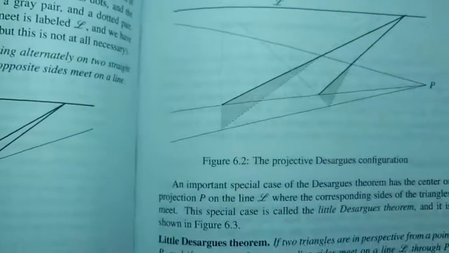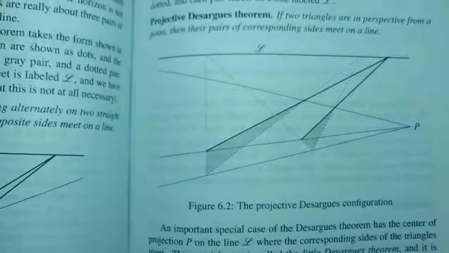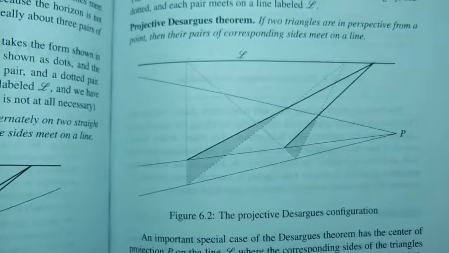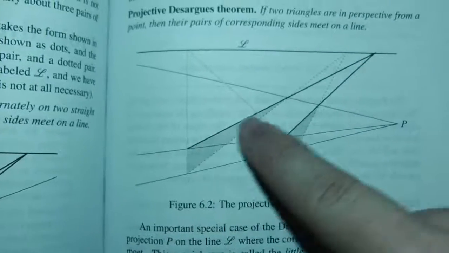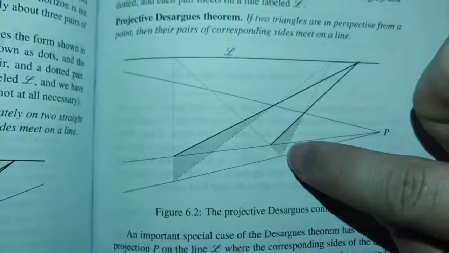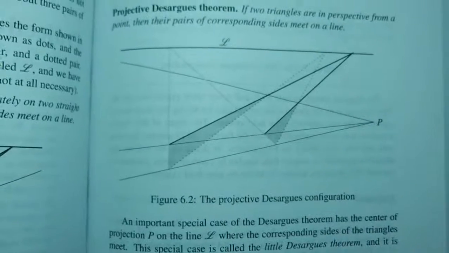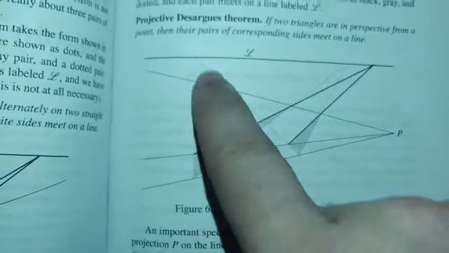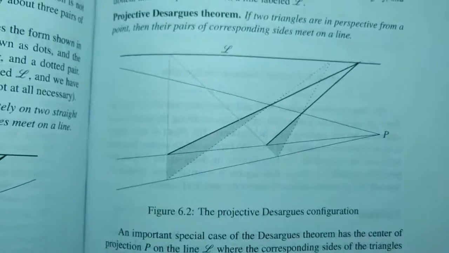And so, if two triangles are in perspective from a point, so here's the configuration I have here. Two triangles are in perspective from a point, then their pairs of corresponding sides meet on a line. So here our sides are the dark black corresponding sides. They meet at this point on L. Then there's the near sides, the dotted line. They meet at some other point on L, and then the very faint line, this last pair, meets at some other point on L. This is the projective Desargues configuration.